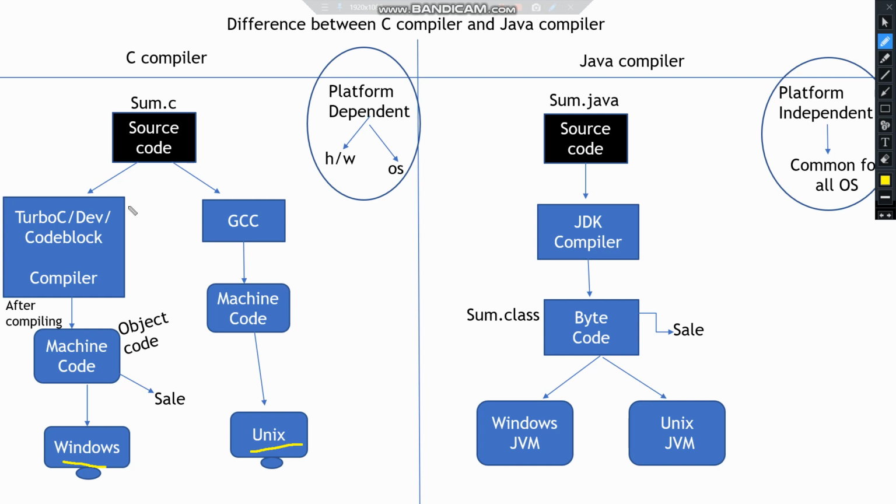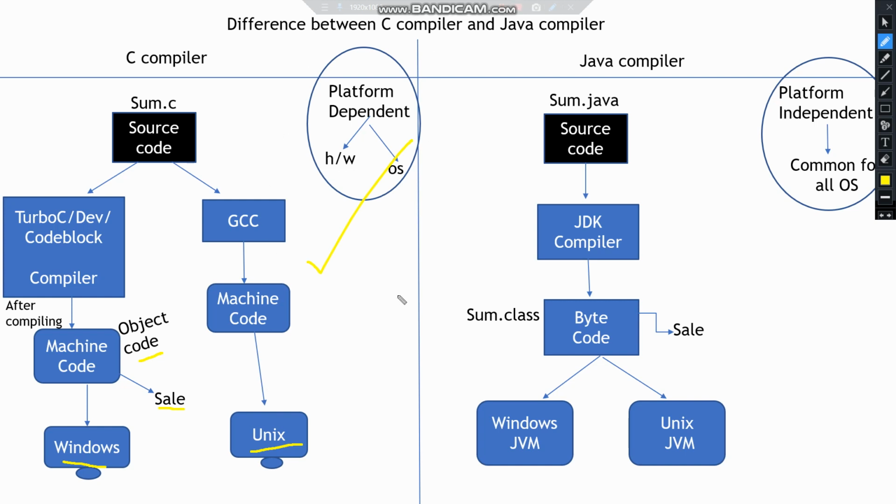Now after compiling, when Turbo C, Dev or Code::Blocks compiles your source code, it will be converted into machine code, which is also called object code, and this machine code is sold in the market. Now as you can see, if I sell this machine code in the market, it would not run on the Unix operating system. So this is the main drawback of the C language, the C compiler.